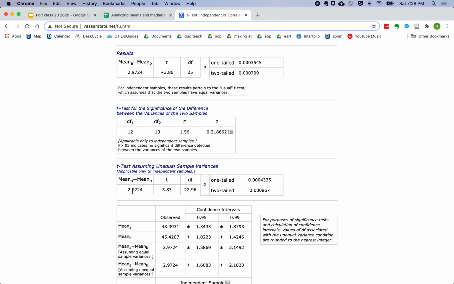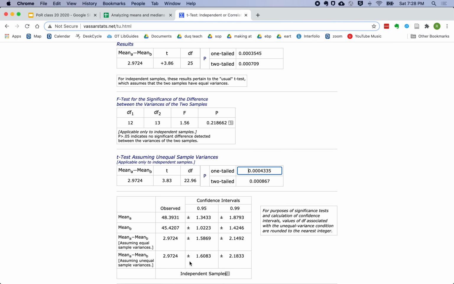So here's the difference in means. You can see there was almost a 3-second difference between the two groups, and the one-tailed p-value is well below 0.05. So this was a statistically significant difference. In addition, you're also getting the confidence interval of the difference of means. And once again, we're going to go with the unequal sample variances.